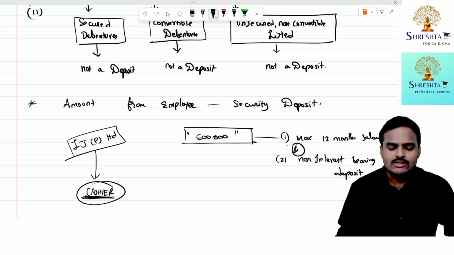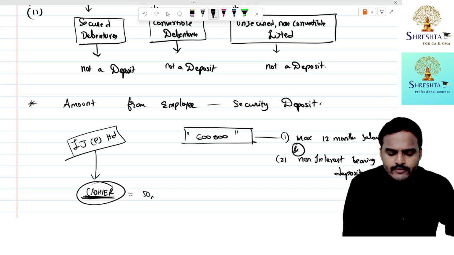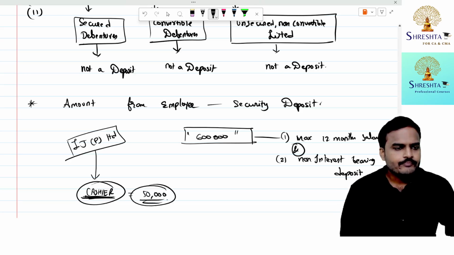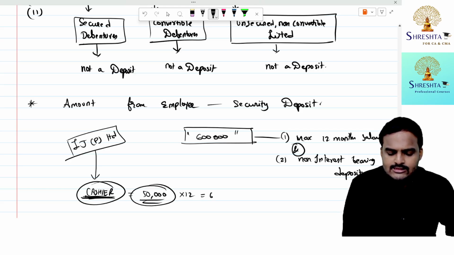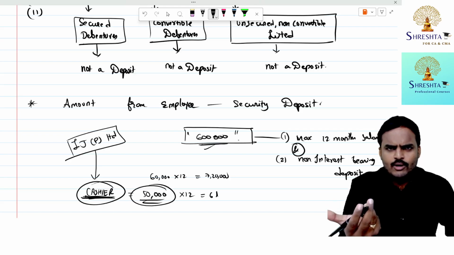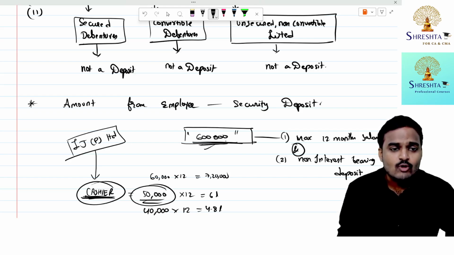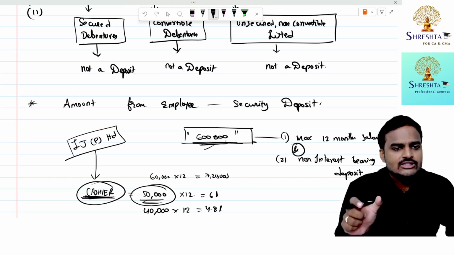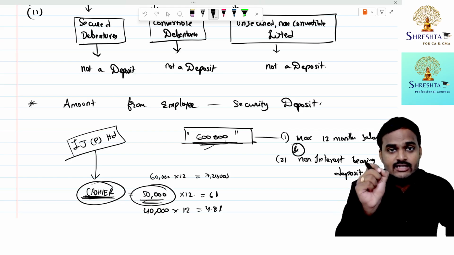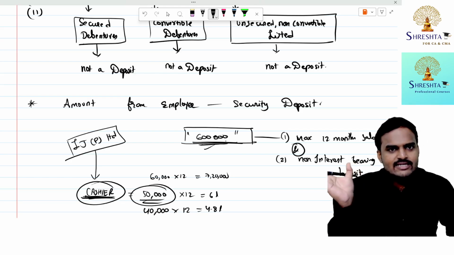Maximum how many months salary? 12 months. Suppose for the cashier post we kept a salary of 50,000 rupees. 50,000 into 12 months is 6 lakhs. No problem, sir. Suppose salary is 60,000: 60,000 into 12 months is 7 lakh 20,000, and the security deposit is just 6 lakhs only. No problem, not a deposit. Sir, salary is 40,000: 40,000 into 12 months is 4 lakh 80,000, whereas the security deposit is 6 lakhs. Now it is exceeding 12 months' salary, so here it will be treated as a deposit. This point was tested in previous attempts.